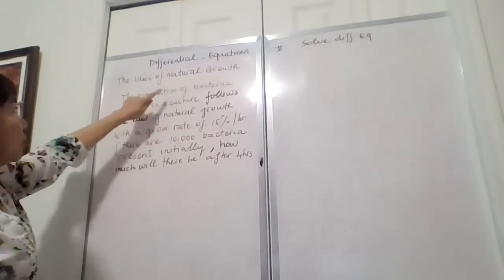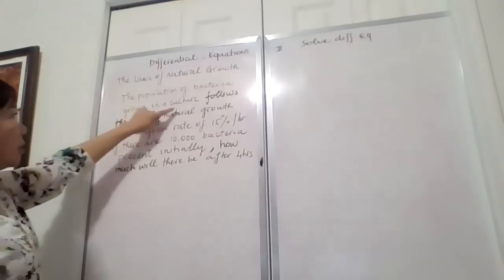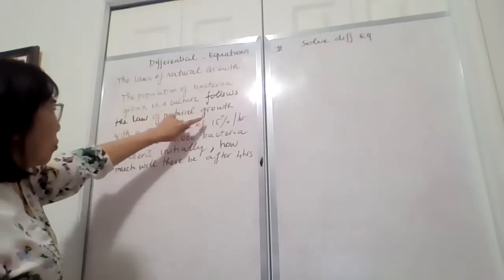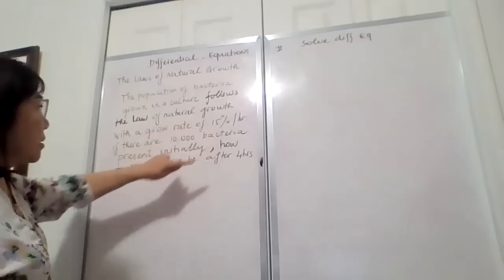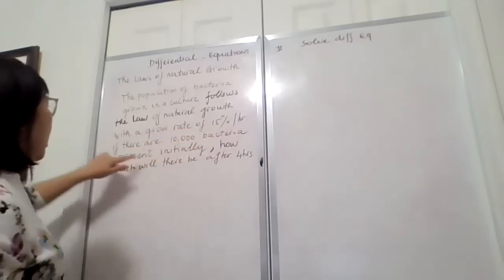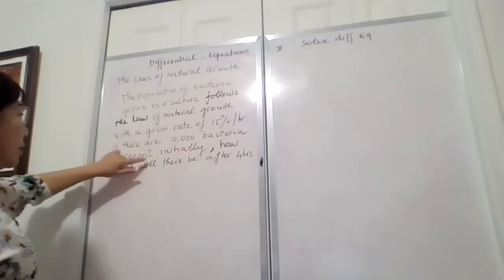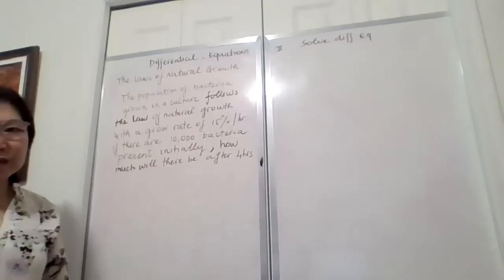The laws of natural growth. The population of bacteria grown in a culture follows the law of natural growth with a growth rate of 15% per hour. If there are 10,000 bacteria present initially, how much will there be after 4 hours?